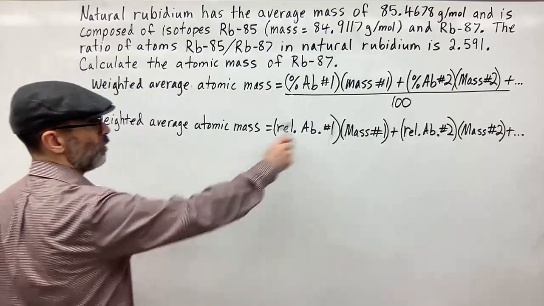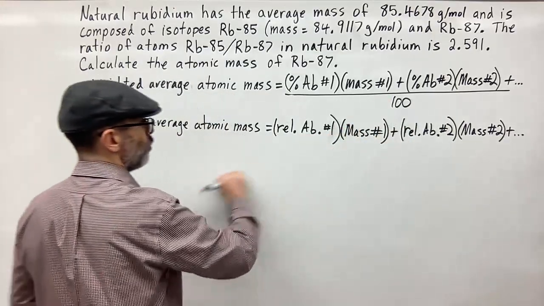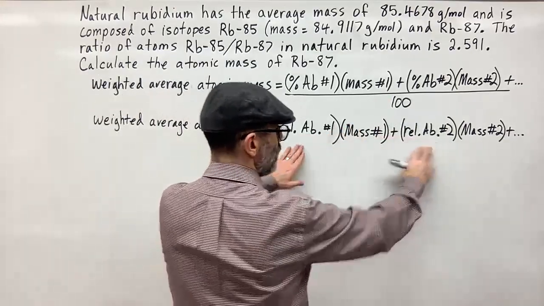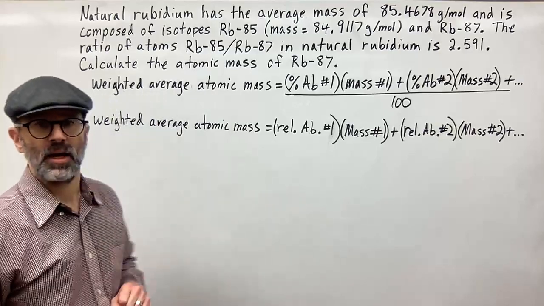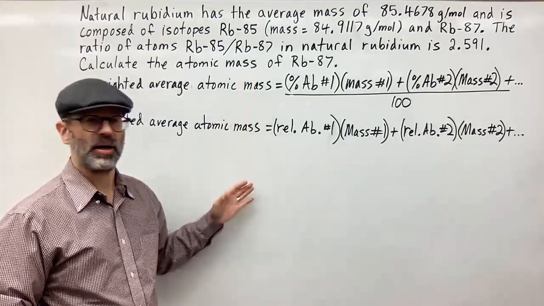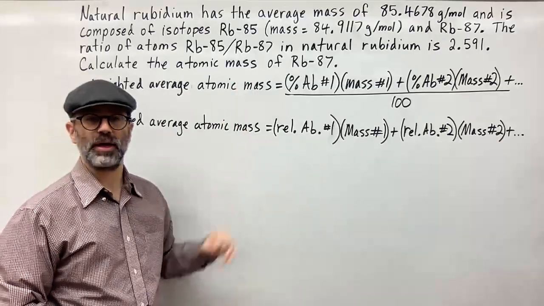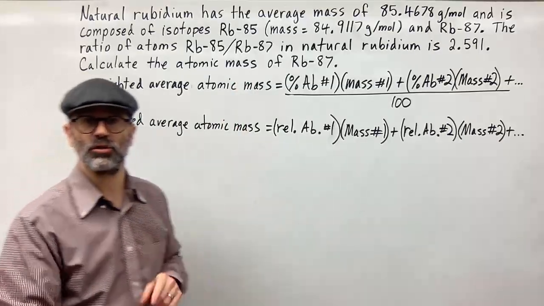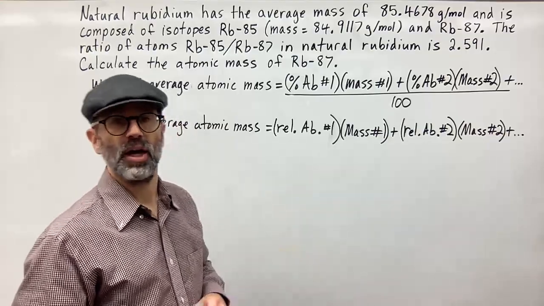And so notice I don't have the 100 here anymore. So this is the equation with relative abundances in it. Okay, so this is going to be useful. I could use either equation, but I'll end up using this one, and I'll explain that when I get to the rest of the problem.